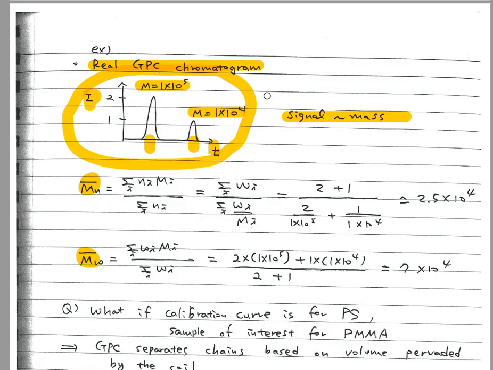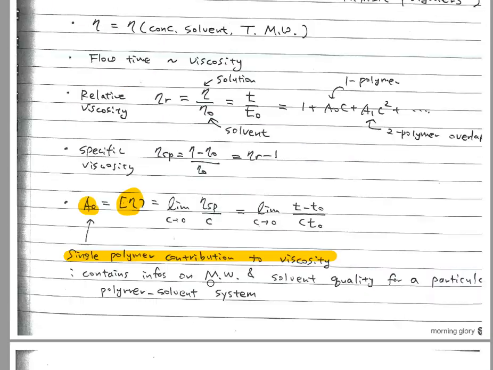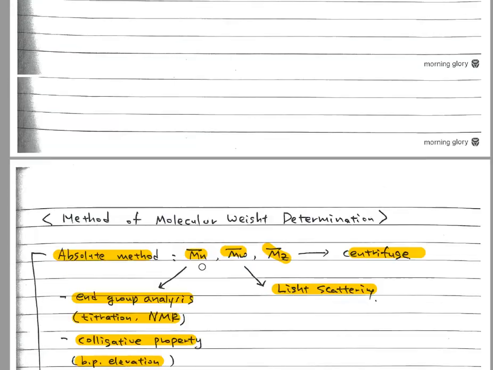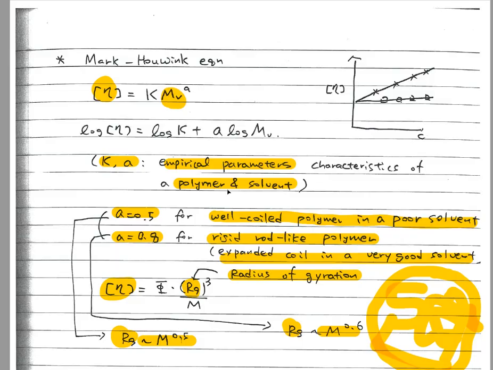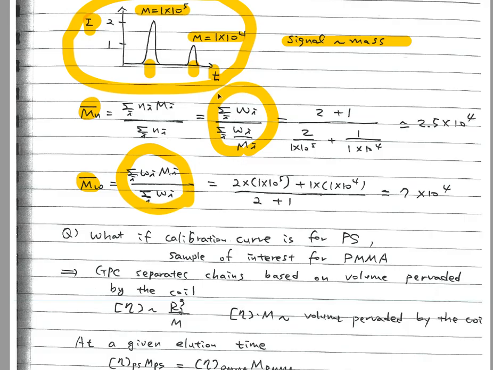How? You already have seen these relations, remember? From this example, you have already seen this example, right? So similarly, you can use similar relations. Basically, the definitions of number average and weight average molecular weight.